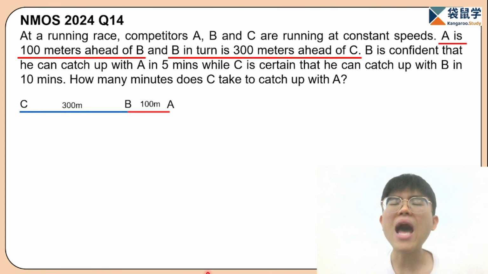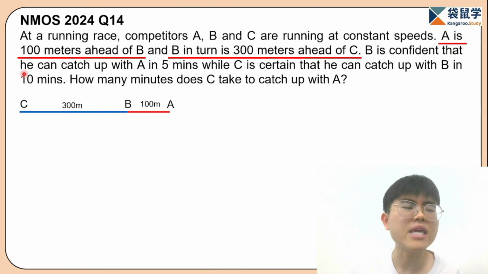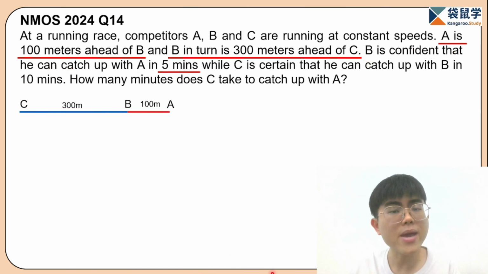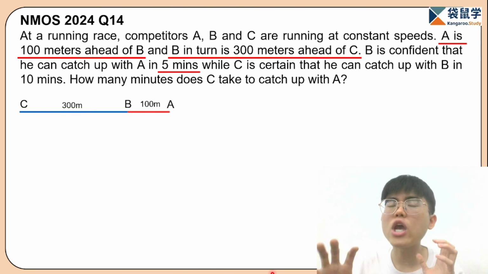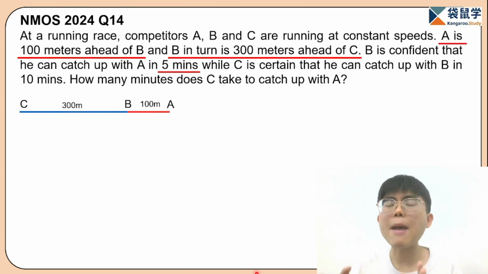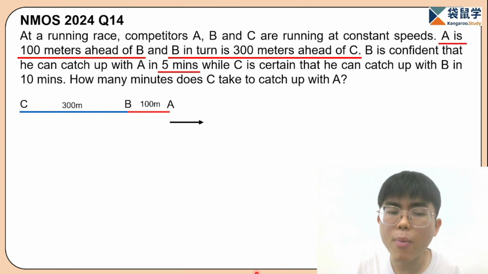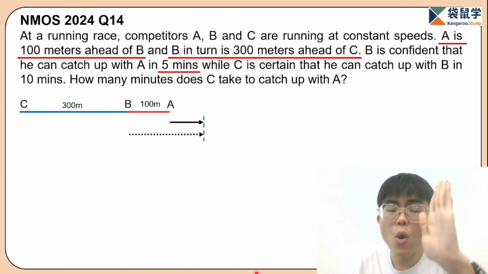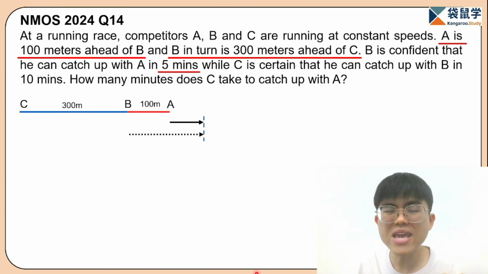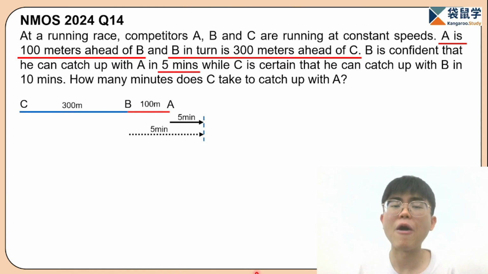Alright everyone, now we say that B is confident that he can catch up with A in 5 minutes. Both of them are traveling to the right direction, which means that B will catch up with A in 5 minutes. A is this solid line and B is the dotted line. They will reach the same point, and B catches up with A in a total of 5 minutes.